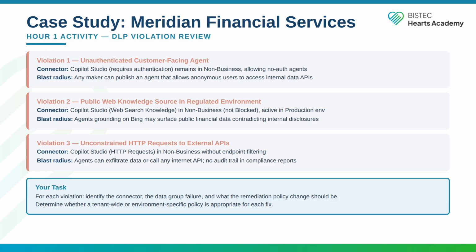For each violation, the remediation decision requires 2 choices: which connector to move, and what scope, tenant-wide or environment-specific, is appropriate for the fix. The scope choice is not cosmetic. Tenant-wide means every present and future environment is covered by this rule. Environment-specific means only the environments you name are affected.